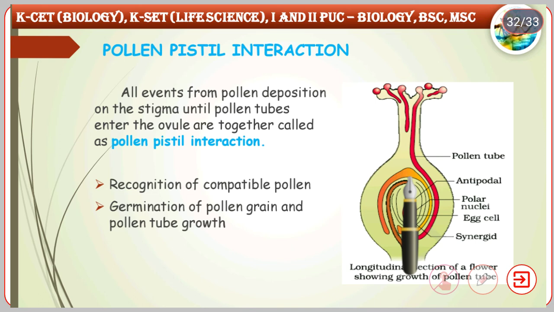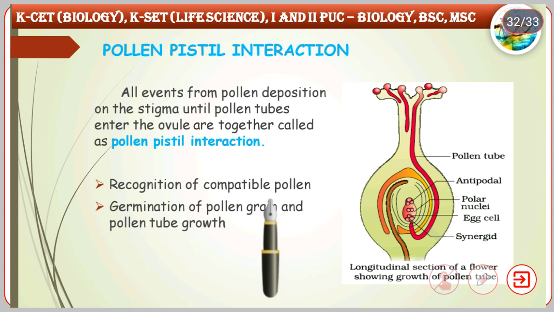So pollen grains come and get deposited on the stigma, and then they germinate and interact with the ovule. Can you observe here, the pipe-like germ tubes, the pollen tubes, are formed, and these tubes are interacting with the ovule, right? Together, the pollen tubes and the ovule are called pollen pistil interaction. Interaction is nothing but communication.